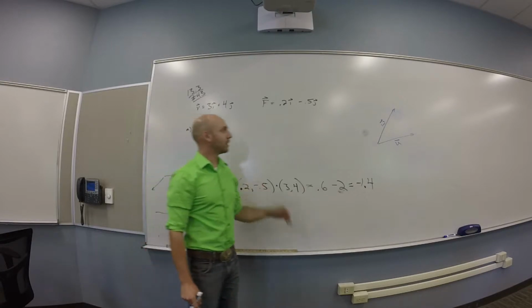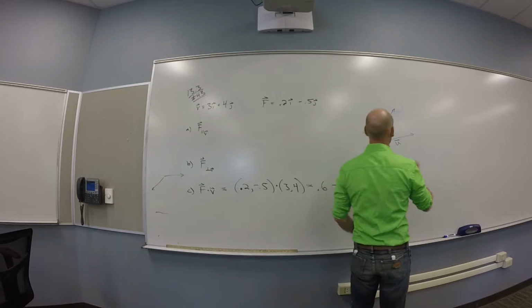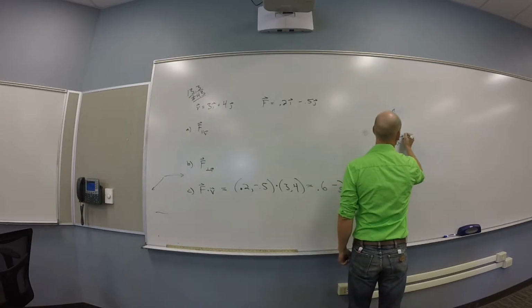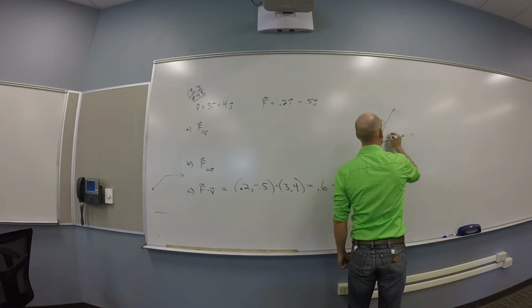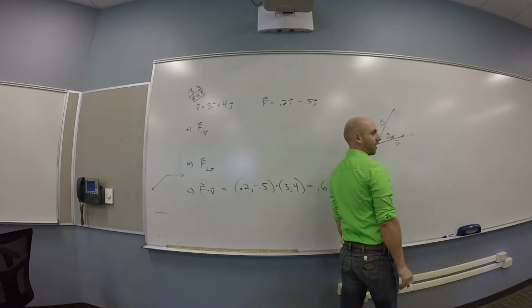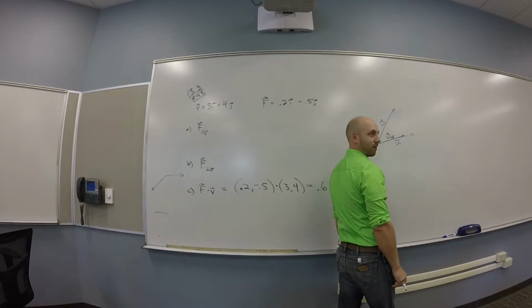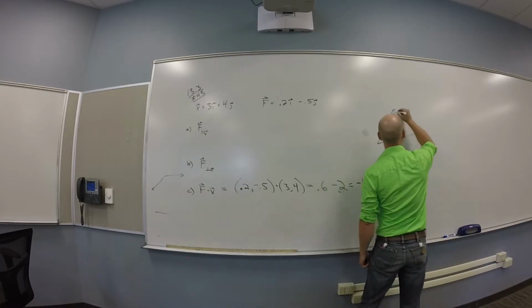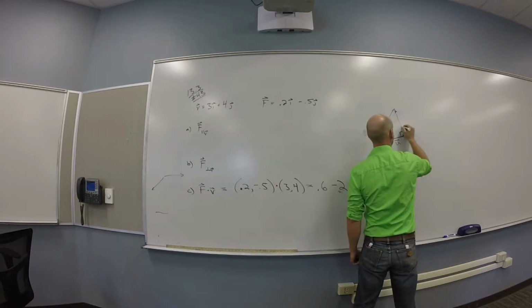So I would like to break w down into a piece that goes parallel to u. I'm going to call that w parallel to u. And a piece that goes perpendicular, right? That would be w perpendicular to u.